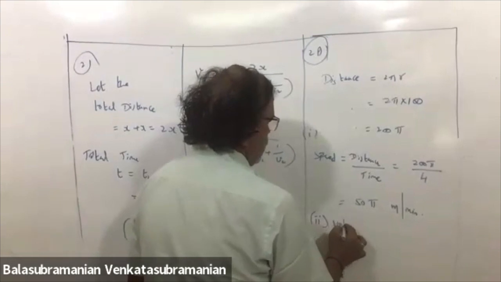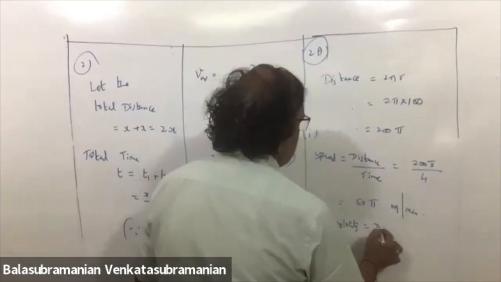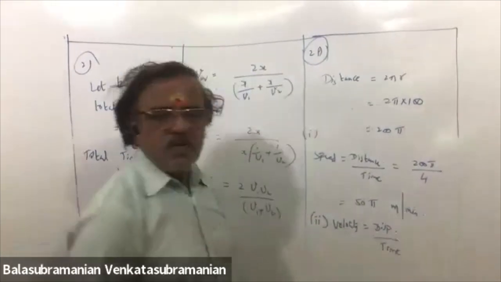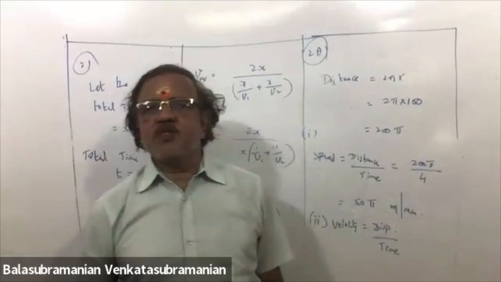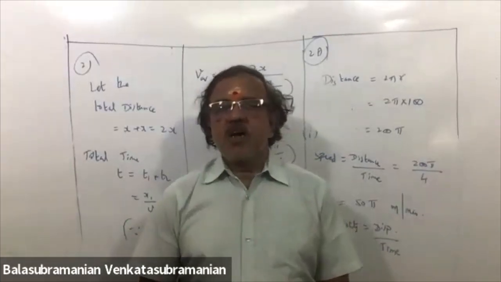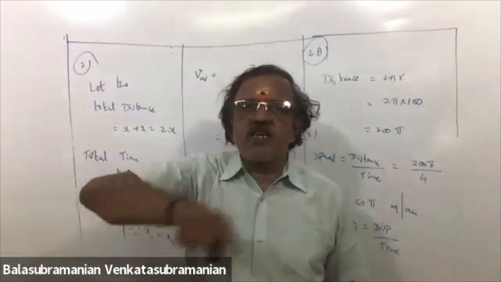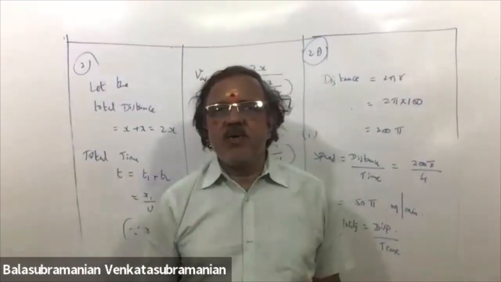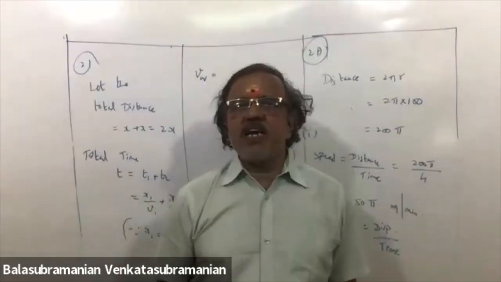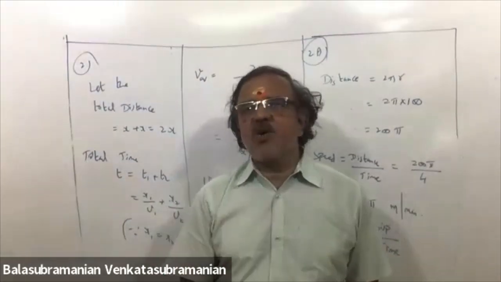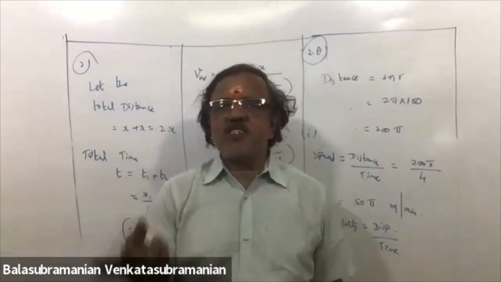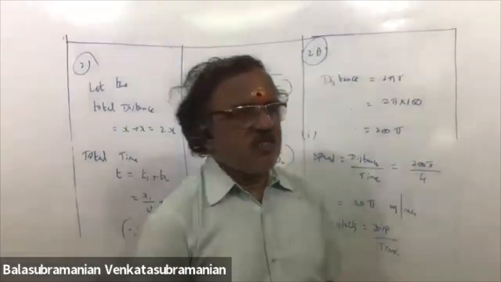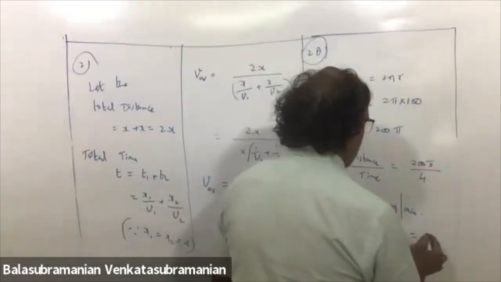Velocity. Velocity is displacement by time. Displacement is what? For one full revolution, starting point and ending point are the same. When the starting point and ending point are the same, displacement is zero. Because displacement is the shortest distance between the points. Here both are equal. So displacement is zero.